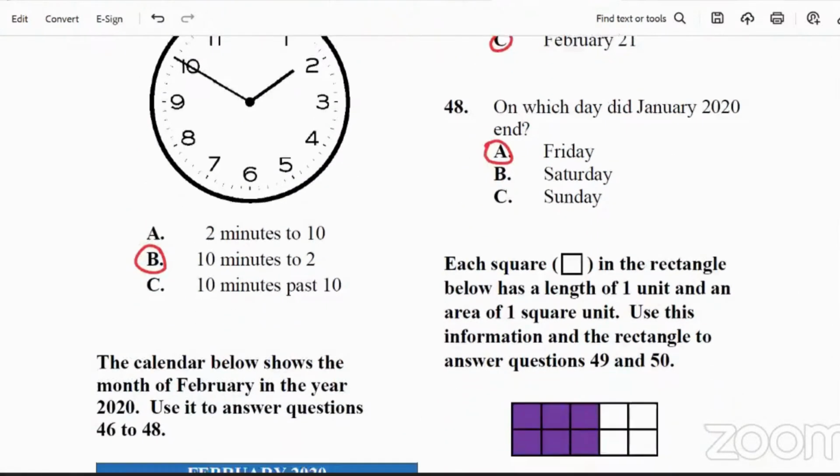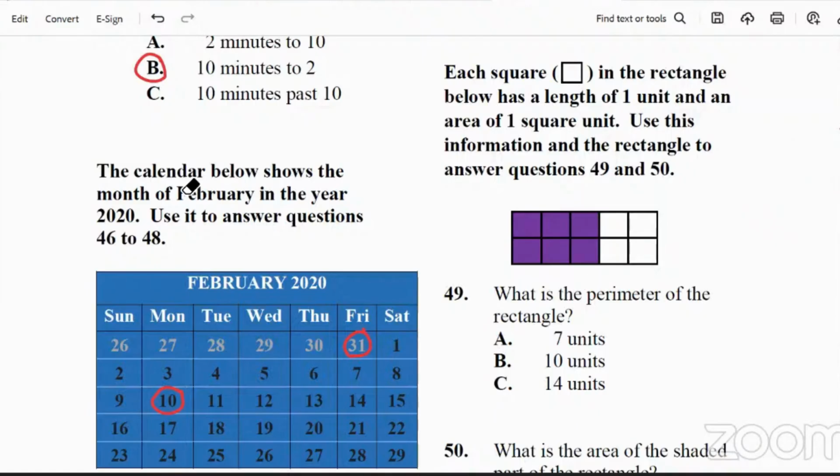All right, let's get going. Question 49. Each square in the rectangle below has a length of 1 unit and an area of 1 square unit. Use this information and the rectangle to answer questions 49 and 50. All right, so for perimeter, we measure the distance around. That's the perimeter. So for the length, 1, 2, 3, 4, 5, that would be 5 units. And the width would be 2 units. Okay. So here is also 5. And here is 2.